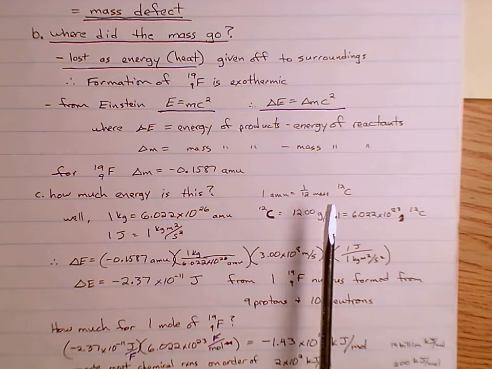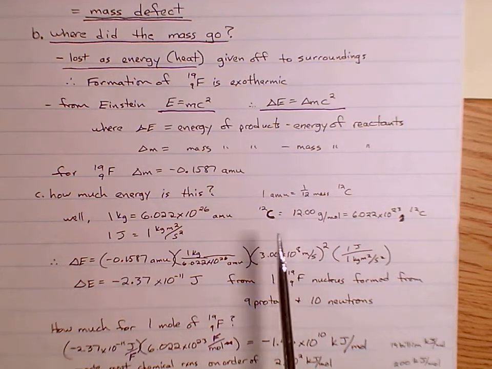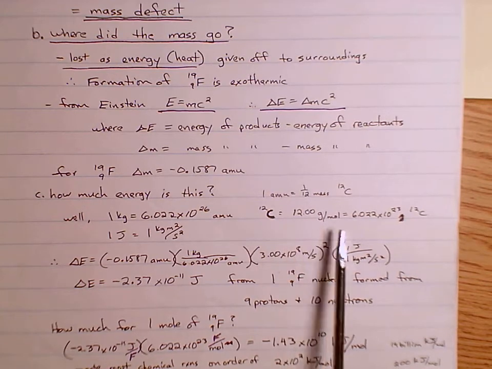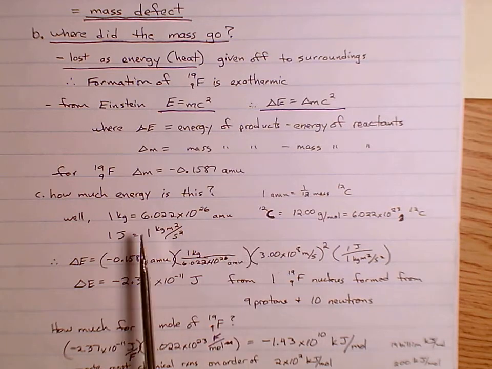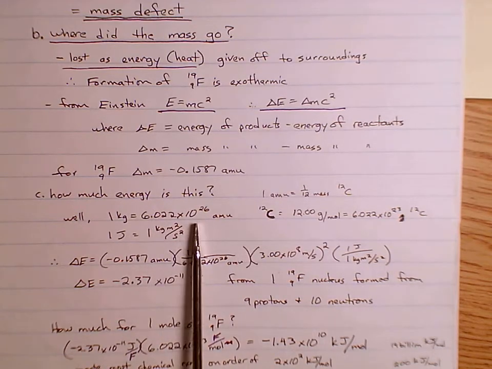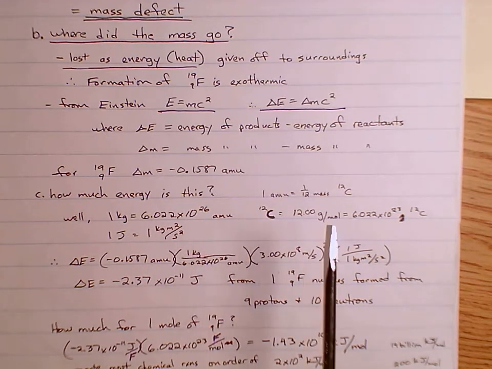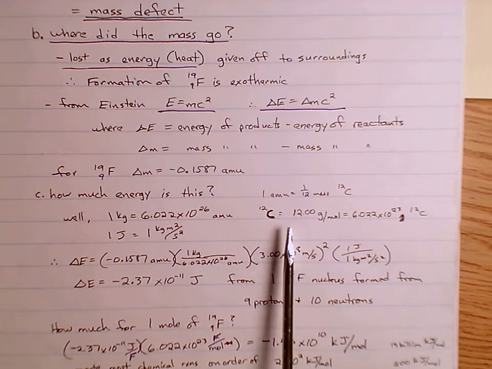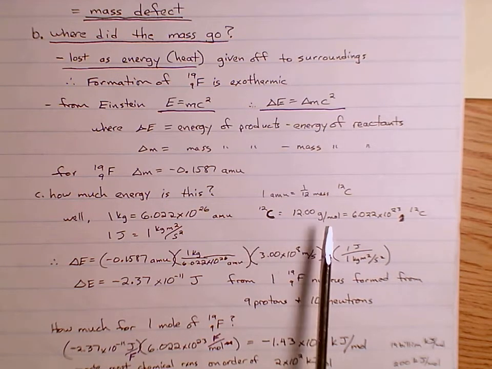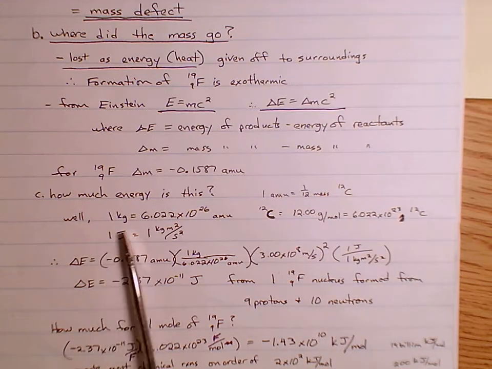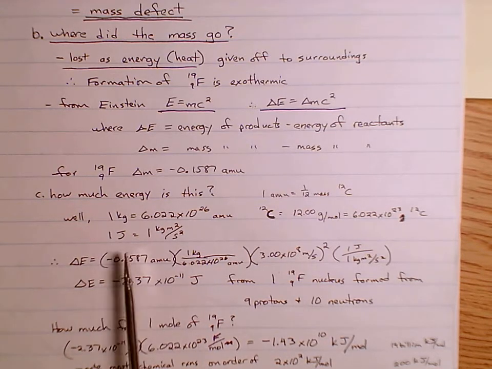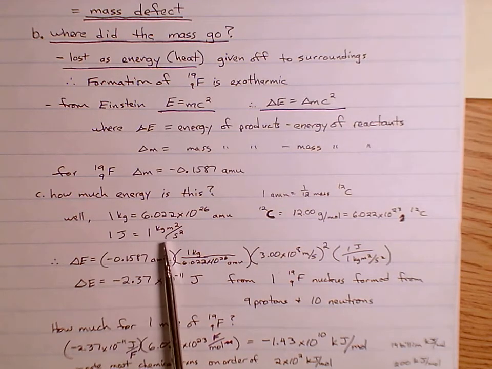We know 1 AMU is 1/12 the mass of a carbon-12. 1 mole of carbon-12 is 12 grams. So if you had 1 kilogram, it turns out that would have a mass of 6.02 times 10 to the 26 AMU, because 1 gram per mole would be 6.022 times 10 to the 23rd, and a kilogram is 1,000 times that. And also by definition, 1 joule is 1 kilogram meter squared per second squared.